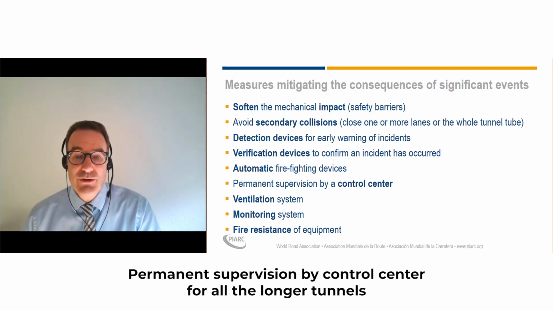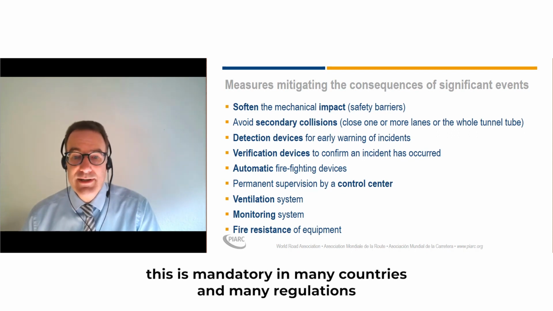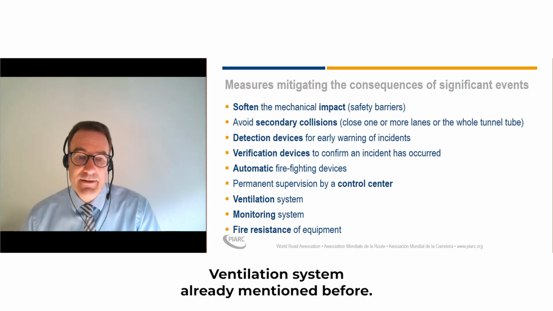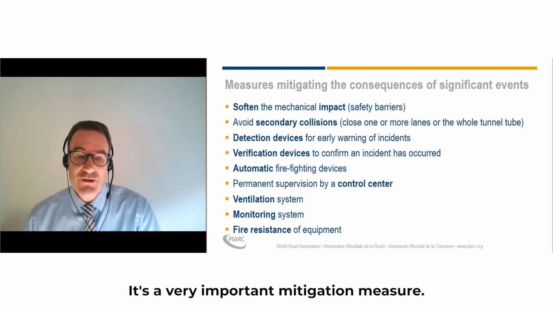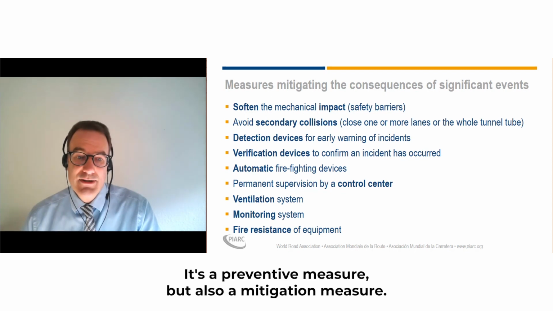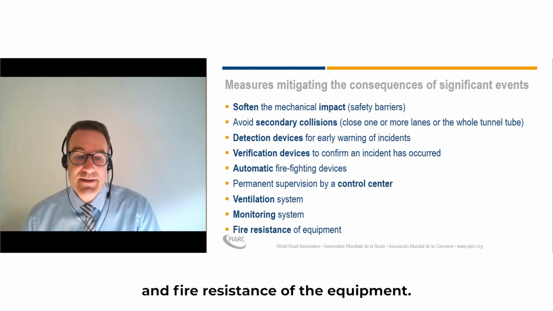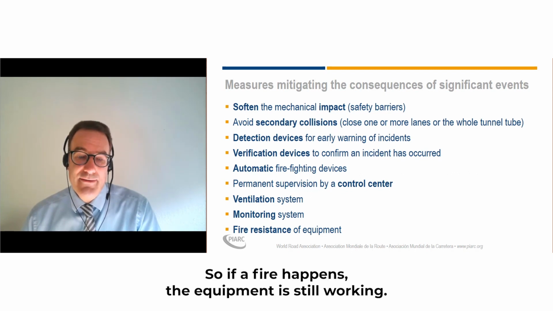Permanent supervision by a control center. For all the longer tunnels, this is mandatory in many countries and many regulations, that you have a 24/7 supervision of the road tunnels. Ventilation system, already mentioned before, is a very important mitigation measure. It's a preventive measure, but also a mitigation measure. Monitoring systems, like for example video cameras in the tunnel, and fire resistance of the equipment. So if a fire happens, the equipment is still working.